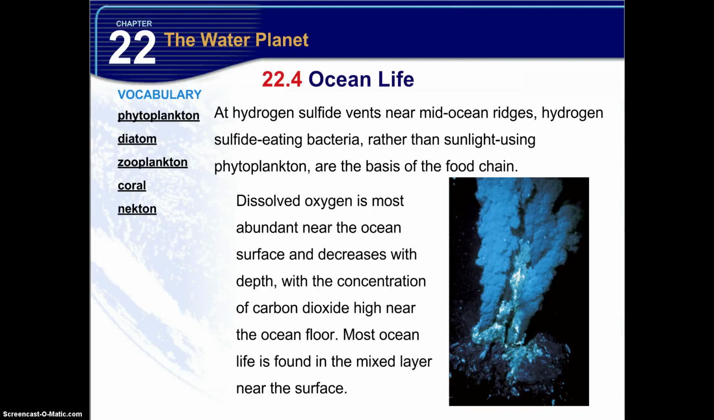Now, dissolved oxygen is most abundant near the ocean surface and decreases with depth, with the concentration of carbon dioxide higher near the ocean floor. Most ocean life is found in the mixed layer near the surface, but there is life in the deep sea areas, and their source of food is areas like these deep sea vents or black smokers.